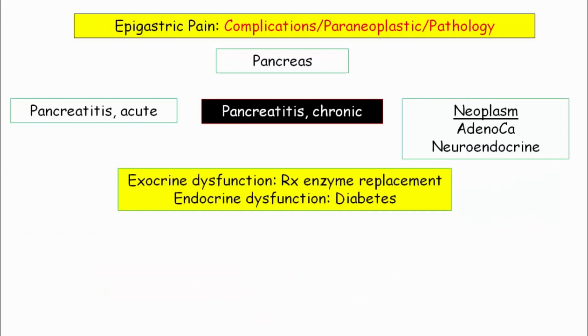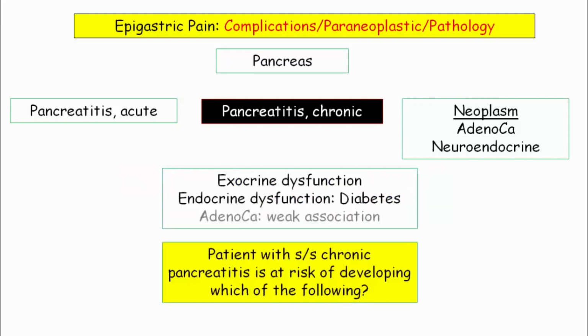Insofar as complications of chronic pancreatitis, there are both exocrine and endocrine dysfunction. To treat the exocrine dysfunction, supplemental pancreatic enzymes are given with meals. And with extensive pancreatic destruction, diabetes mellitus may develop. And this is a classic question. Patient with signs and symptoms of exocrine dysfunction is at risk of developing which complication? Answer, diabetes. I do highlight again the weak association between chronic pancreatitis and adenocarcinoma.